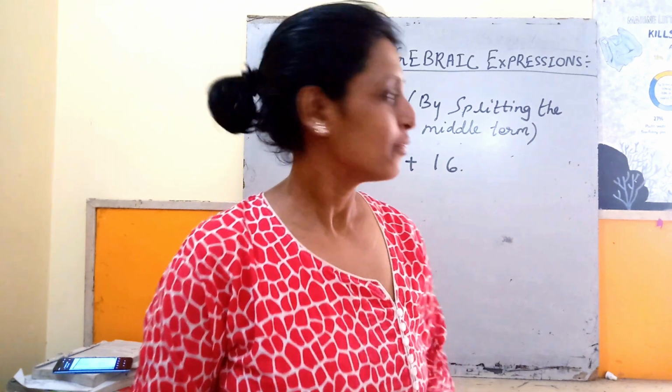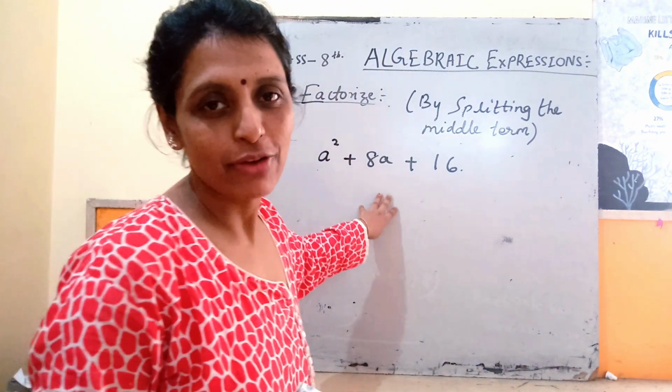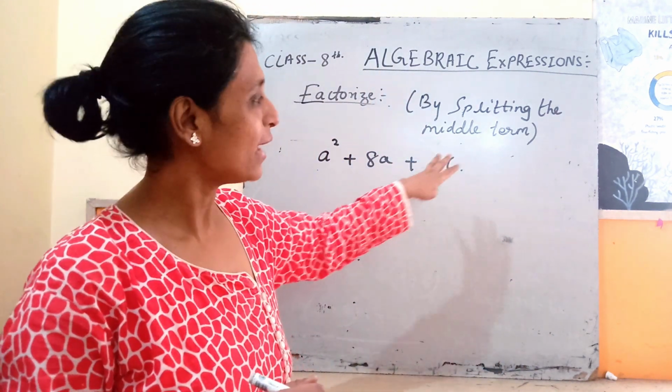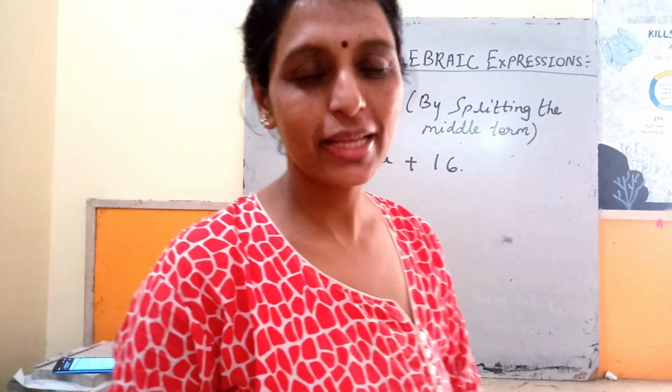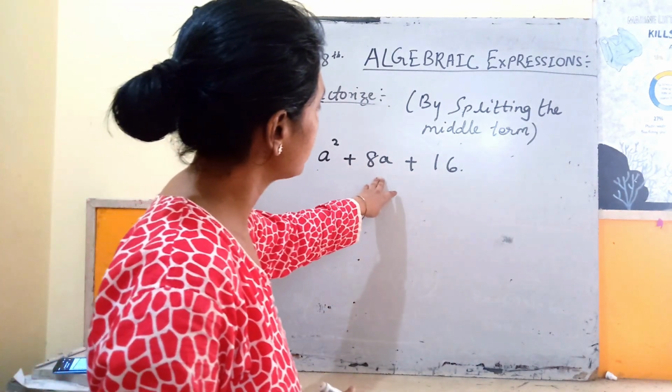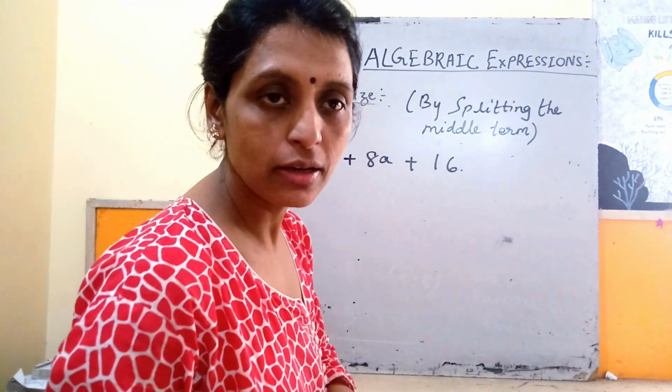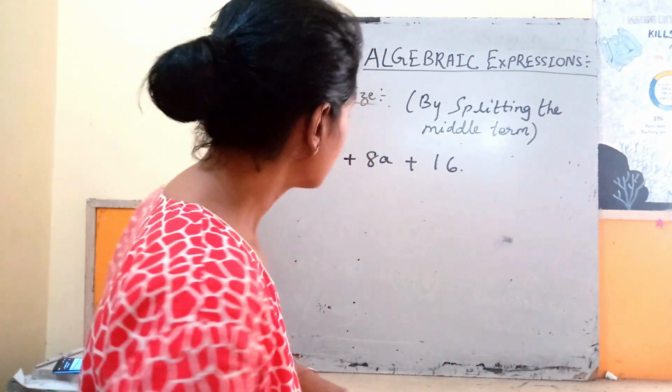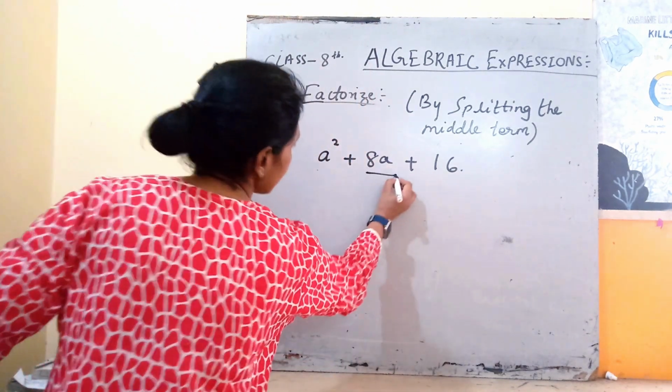In this video, I'm again with another question of factorizing the algebraic expression by splitting the middle term. Let's see what is the question here. Here we have to factorize a square plus 8a plus 16 by splitting the middle term method. Okay, so the middle term is 8a here.